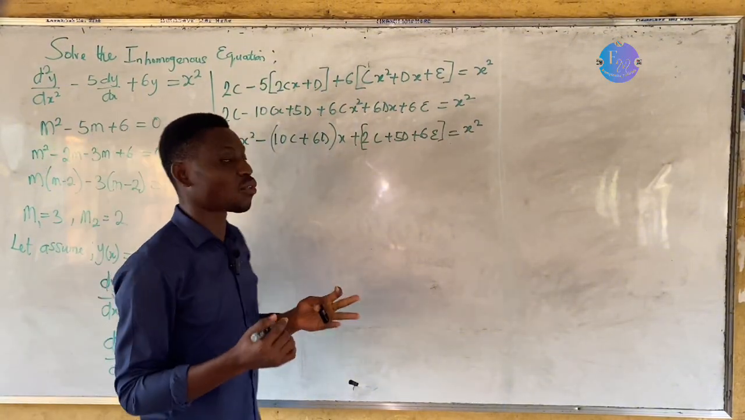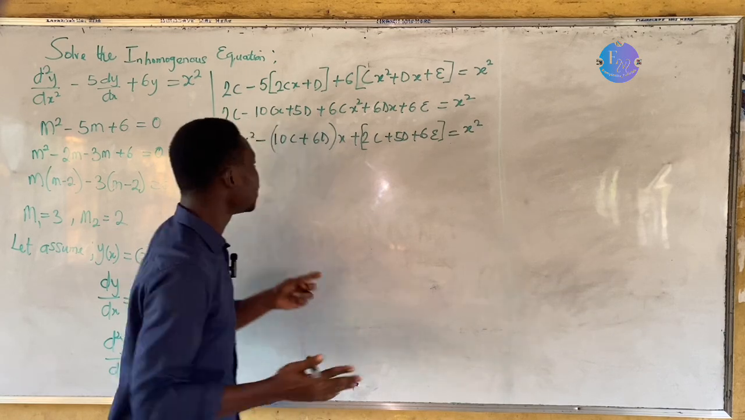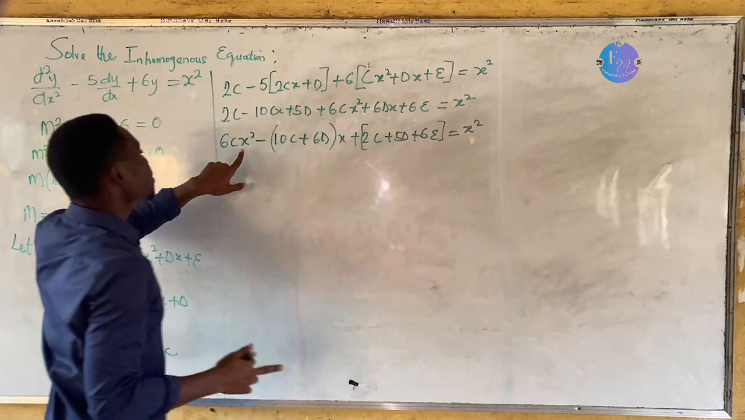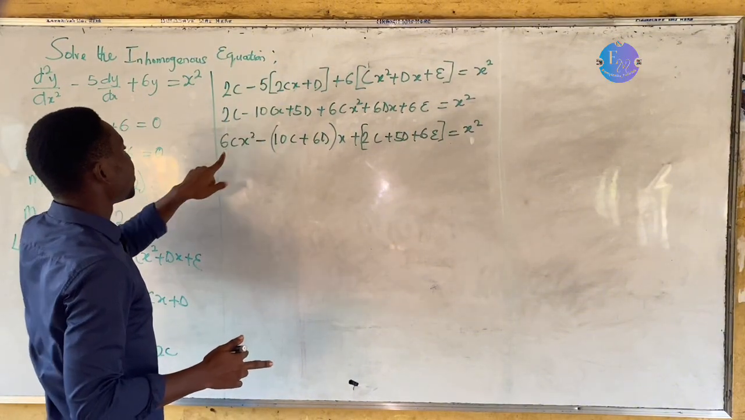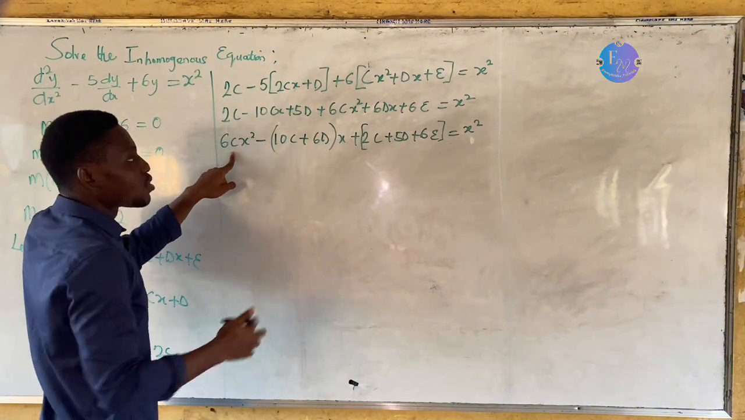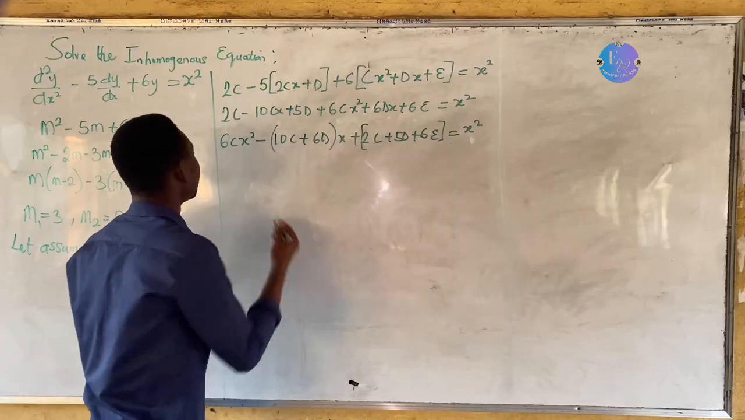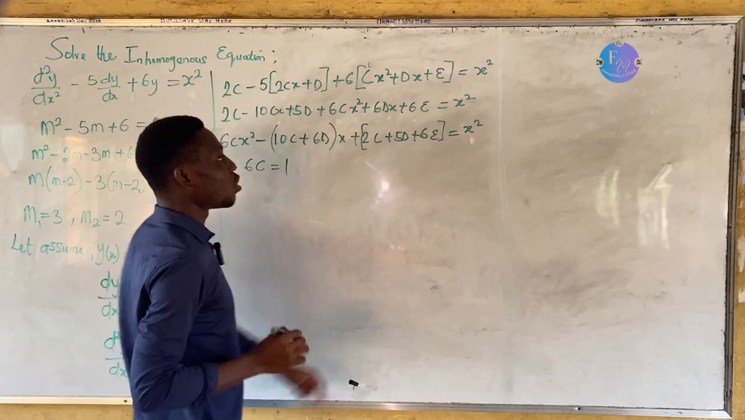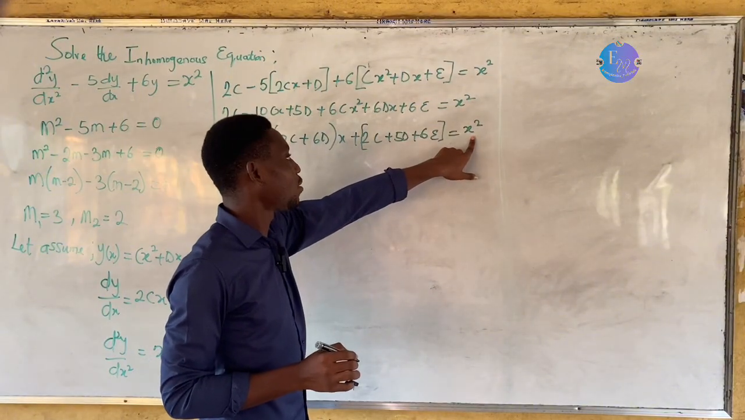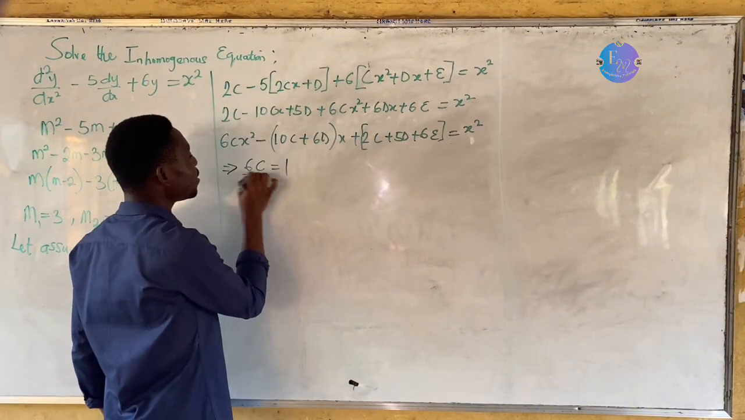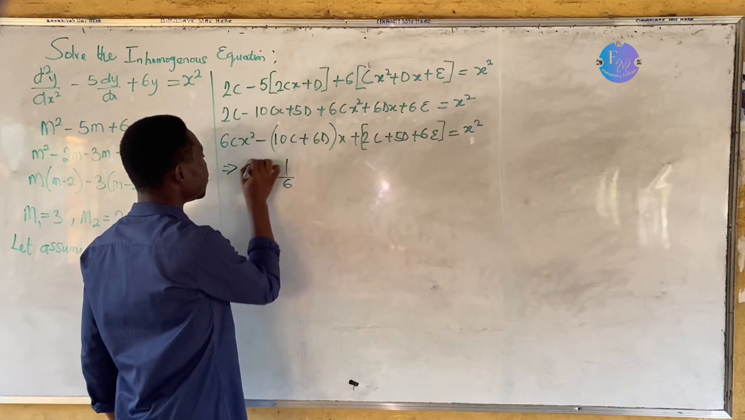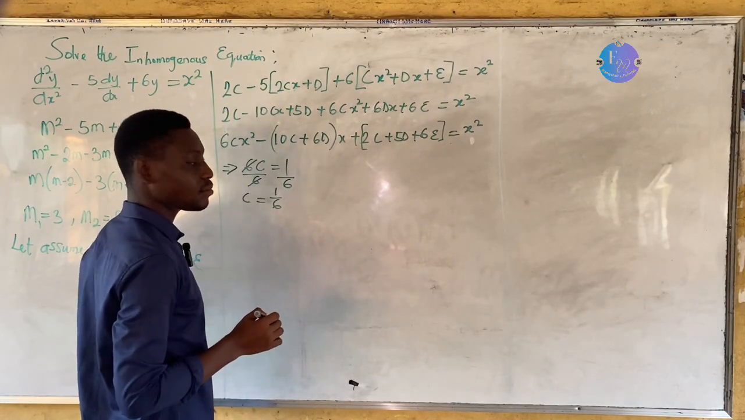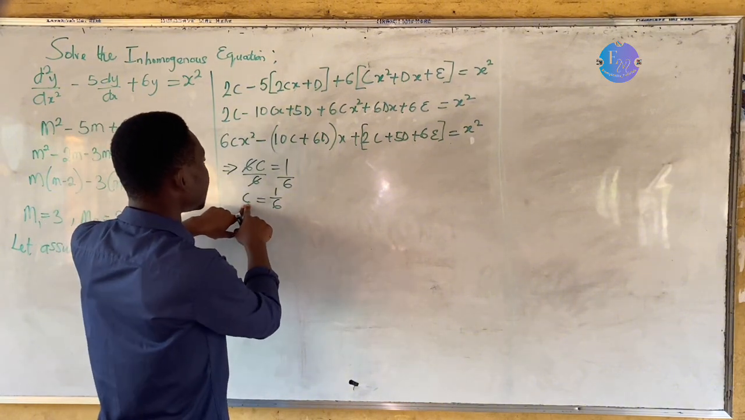The next thing to do is to compare coefficients. Now, the coefficient of x squared here is 1. The coefficient of x squared here is 6c. So we can equate the coefficients. It implies that 6c is equal to 1, which is the coefficient of x squared at the right hand side. So by dividing through by 6, you see that c is equal to 1 over 6. Now we have the value of c already.